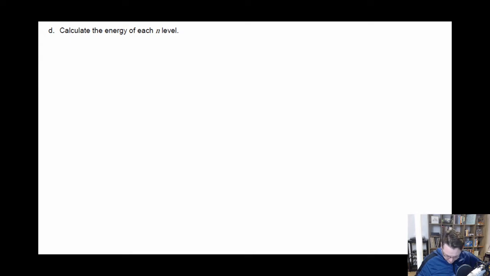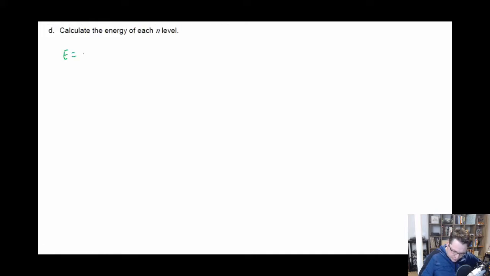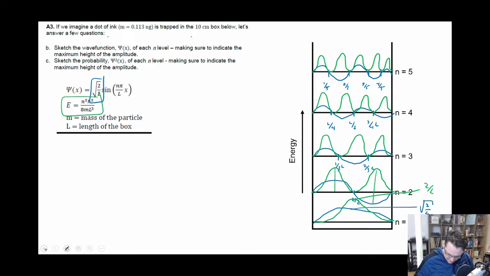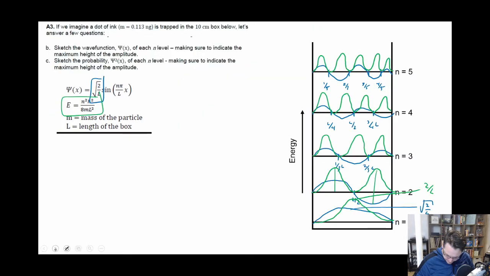All right, D: calculate the energy of each level. For this one, it's just simply this equation right here that we're going to be using. E is equal to n squared h squared over 8mL squared. We know that h is 6.626 times 10 to the negative 34 joule seconds. M is going to be equal to the mass that we had at the beginning of the problem, which is 0.113 nanograms.